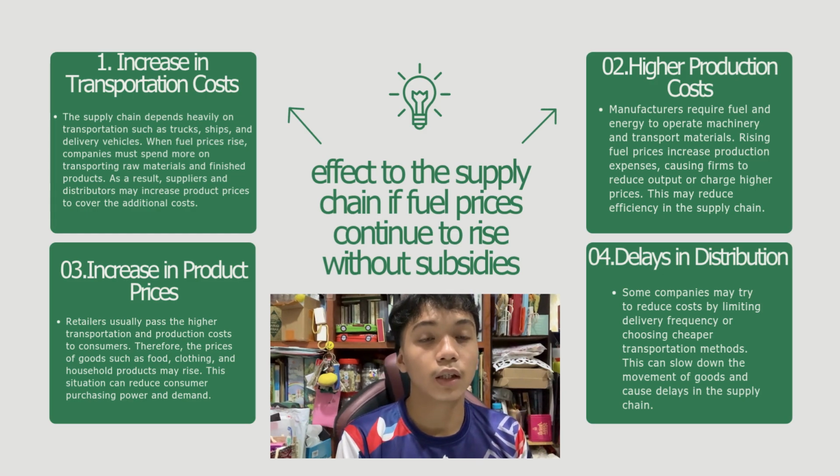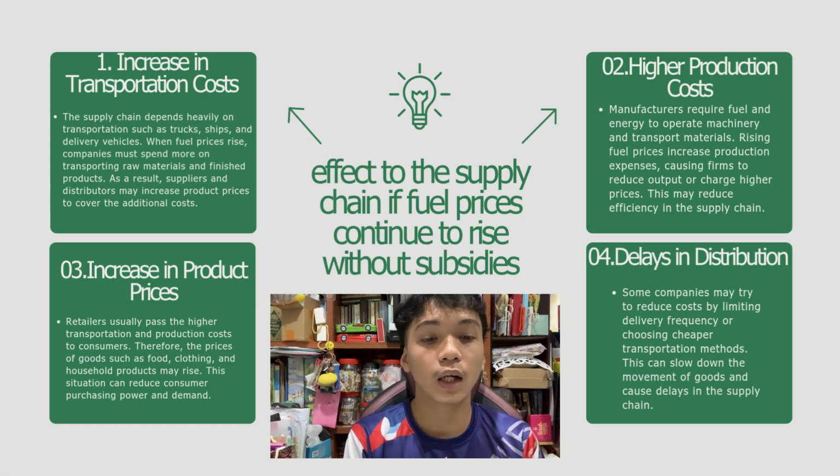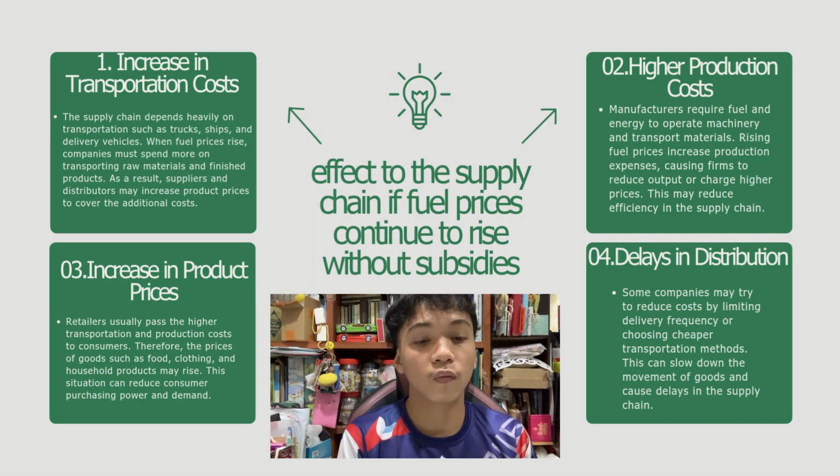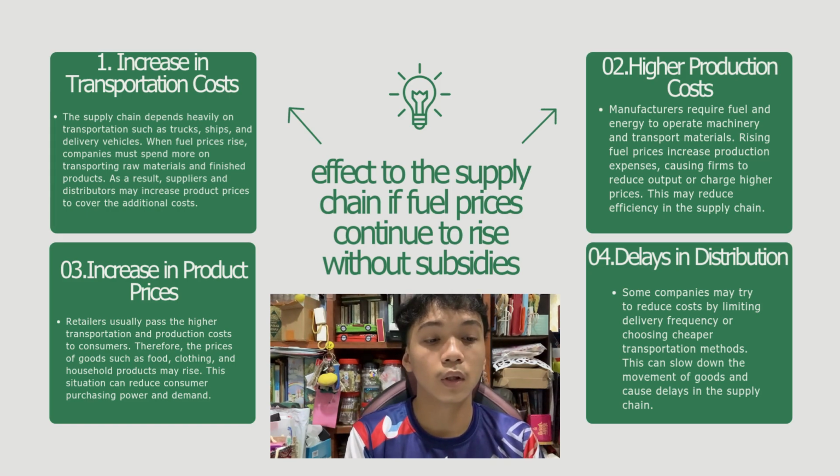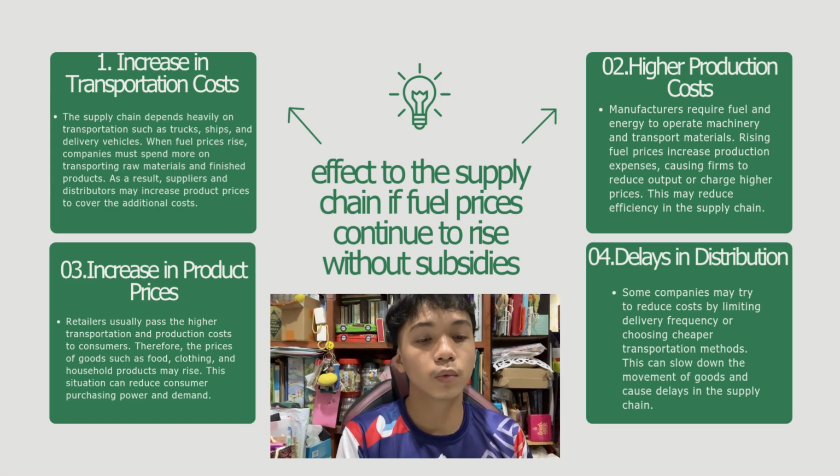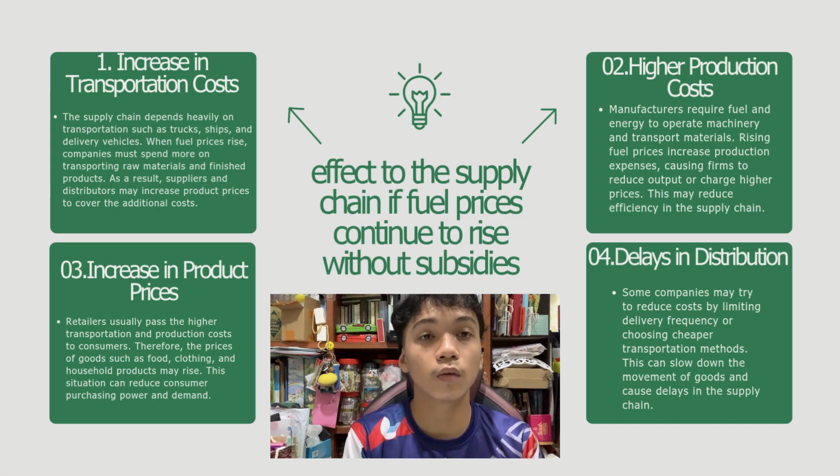The third effect is an increase in product prices. Retailers usually transfer the higher cost to consumers. As a result, prices of food, clothing, and household products become more expensive. This reduces consumers' purchasing power because people can buy fewer goods with the same amount of money.